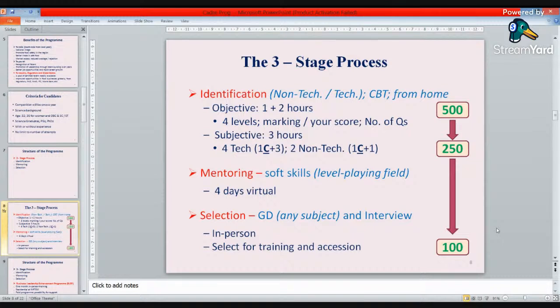Objective exam of 3 hours, which is a computer-based exam. You can sit anywhere in the world. You may be in a village, you may be at home, you may be in a park. As long as you have a laptop and internet, you can give the exam.